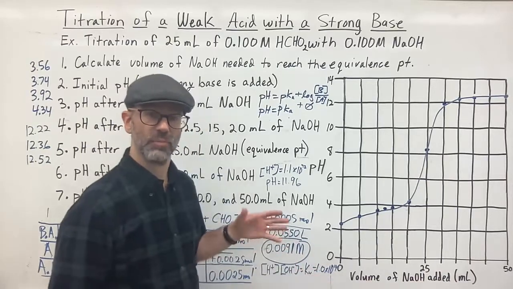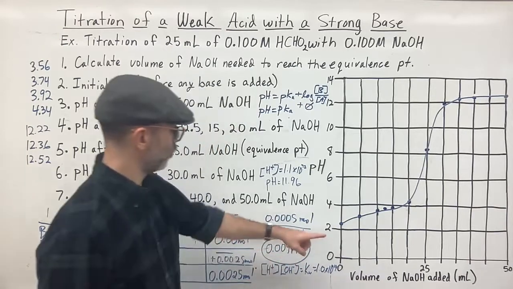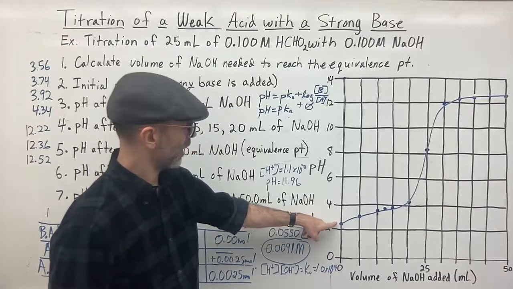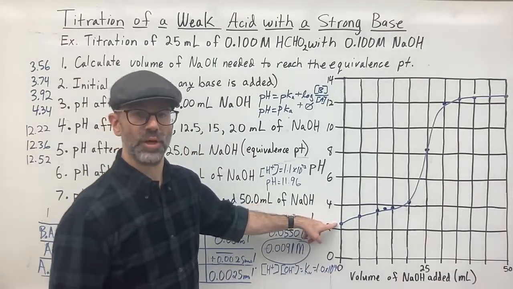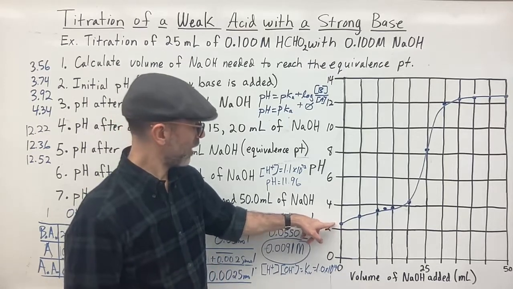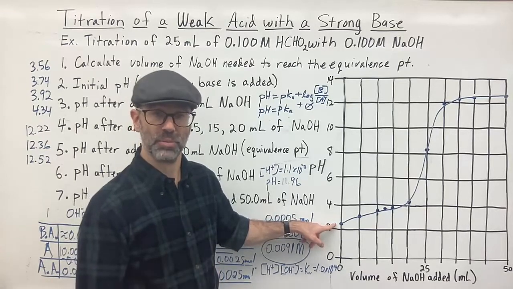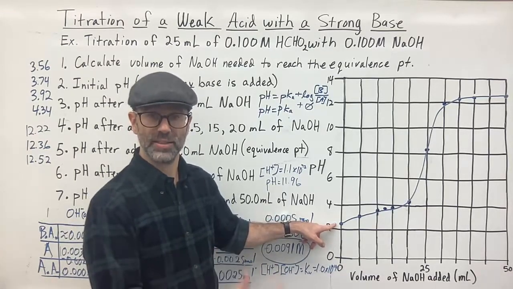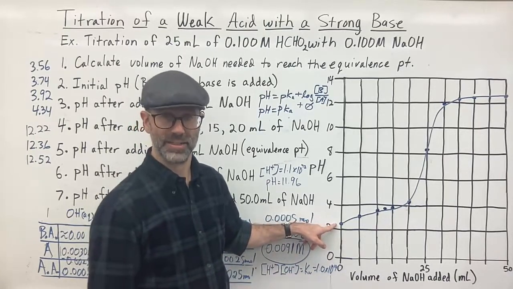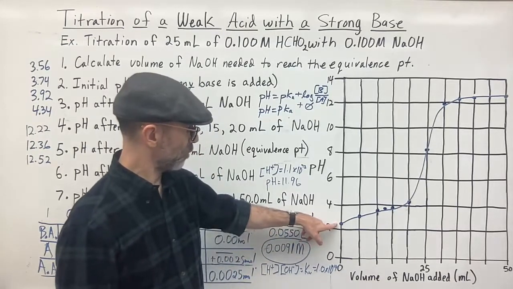And so some features I want to point out that you'll notice. First, you'll notice that the first point that you calculate the pH, the initial point, is a weak acid problem. The way you calculate the pH there is you just treat it like a weak acid problem. You figure out the equilibrium equation, and then you set up your ICE table, and you go through the process of figuring out what X is, and then get the pH from there. So that's the first point.